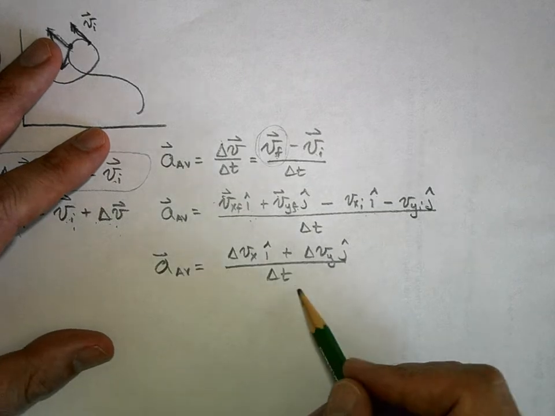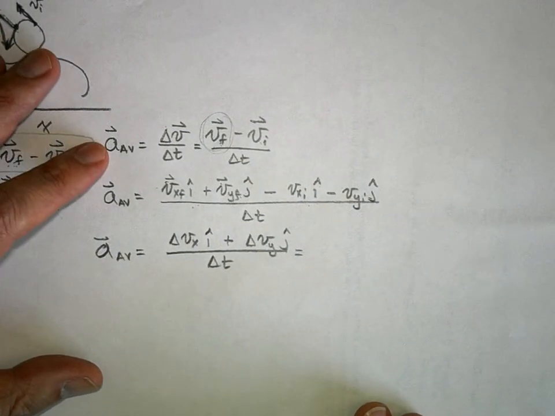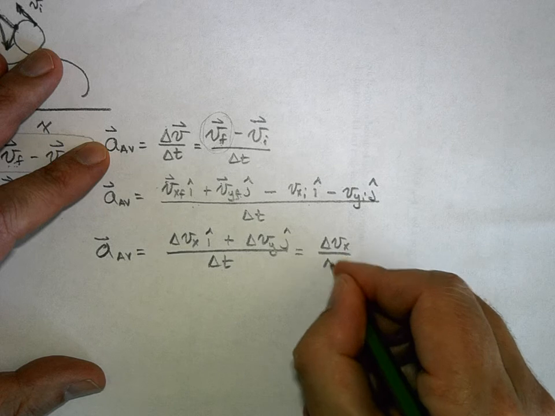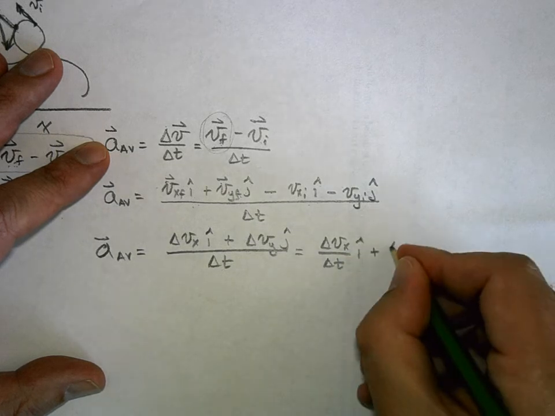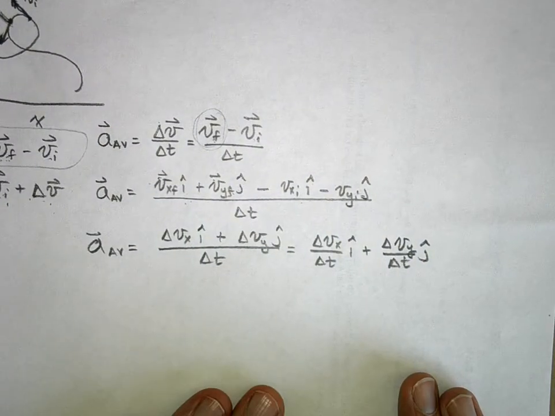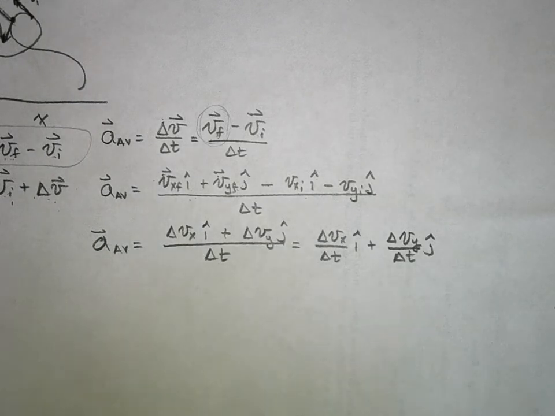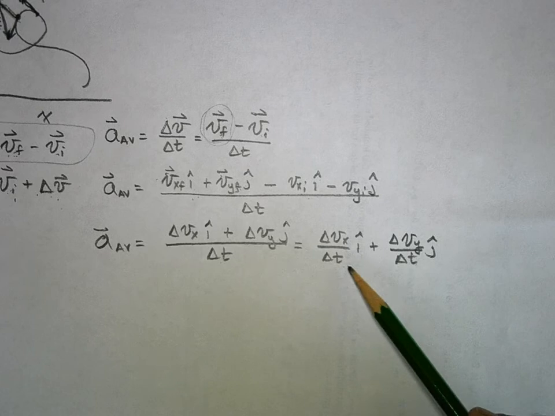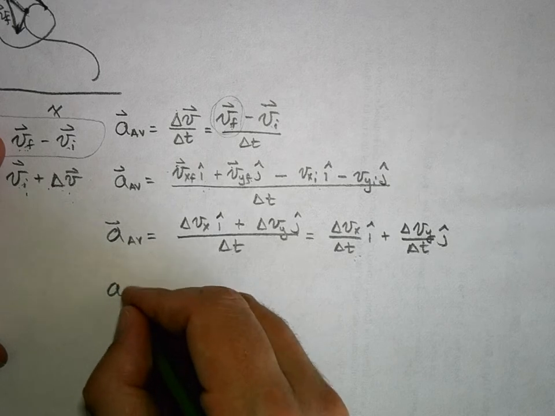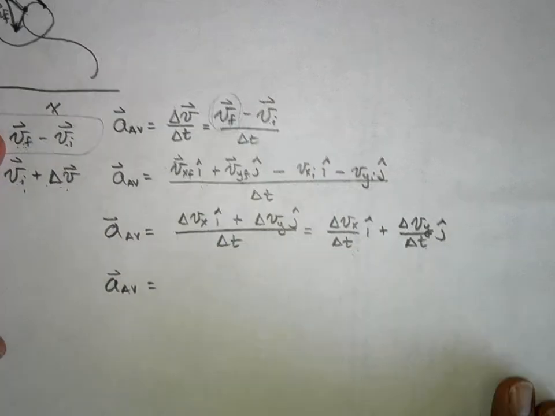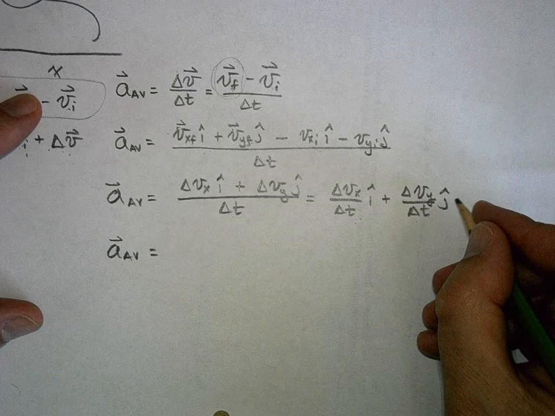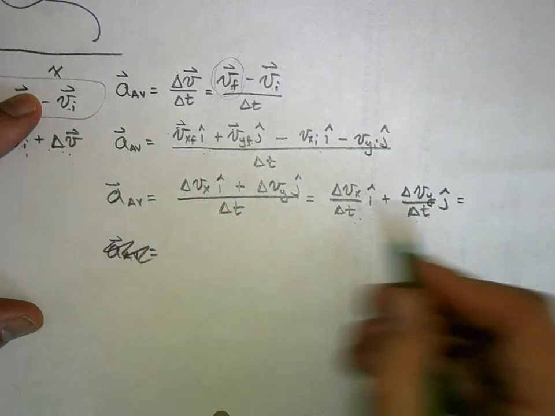Okay, and then we can just distribute this delta t separately. And again, this is exactly what I did for one-dimensional motion, but now I'm just separating it in the x direction and y direction. I'm treating them completely separately. And so A, the average, is going to be equal to, well, actually, I don't need to go any farther than this, right? This is it right here. This is my average acceleration equation.